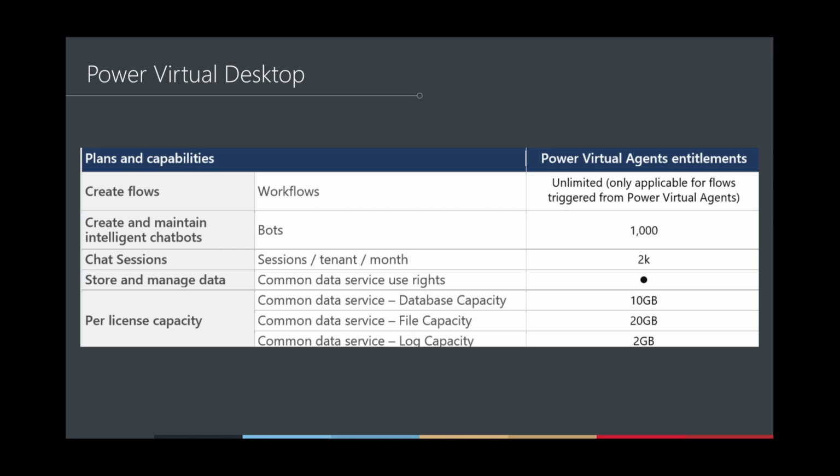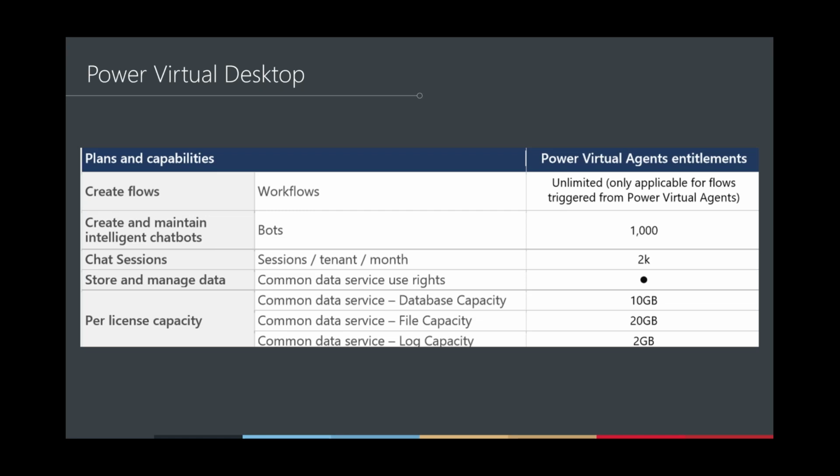The final element of Microsoft's Power Platform is the Power Virtual Desktop. And again, this is something that you would license per tenant. You'd be looking at around £750 standard list price per tenant. And as you can see there, you get the chat sessions and the license capacity all laid out there. But again, you're looking at up to 2,000 sessions per month, unlimited really when it comes to creating workflows within the Power Virtual Desktop.